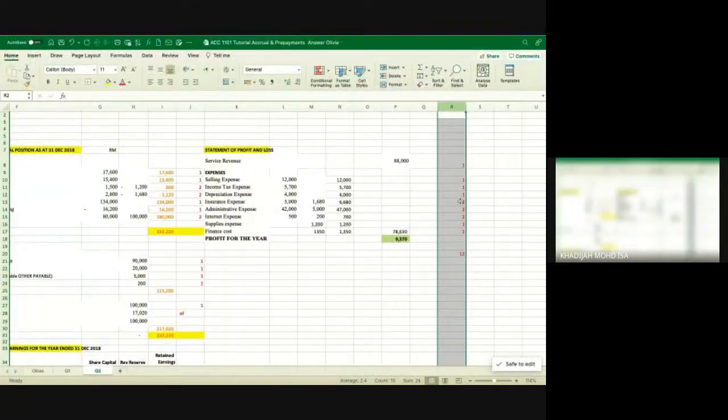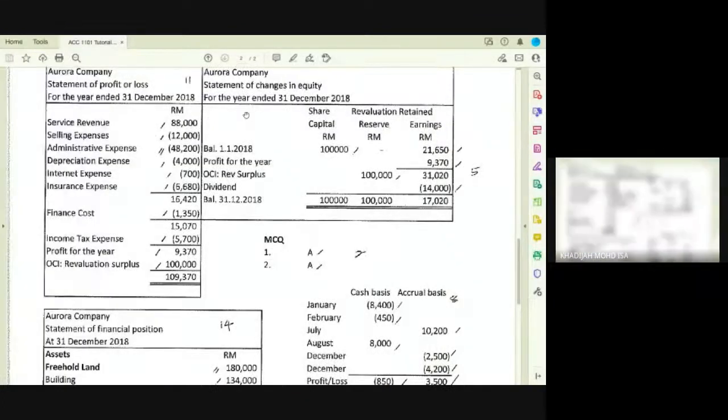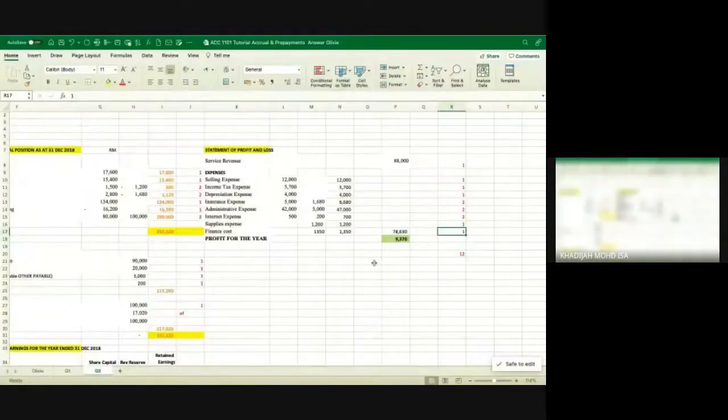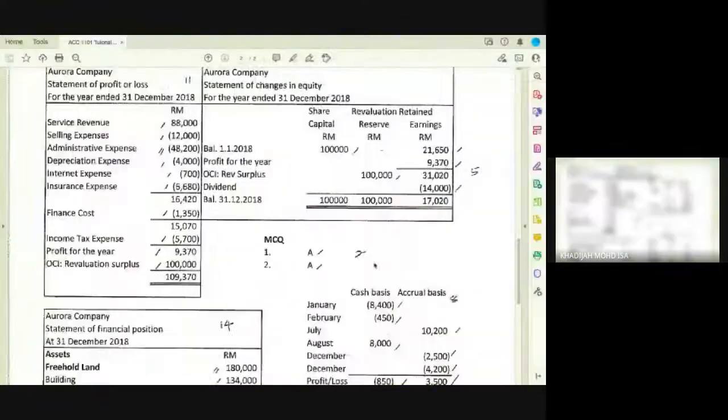Why do I have 12? 1, 1, 1. 1, 1, 1, 1, 1, 1, 1. Finance cost 1. Spend 1. Oh, profit for the year 9370. They gave a tick. So how do you have 11? 2, 4, 6, 8, 10, 11. Why do I have more? Anyone? They only have 2 where? They only have admin expense 2.